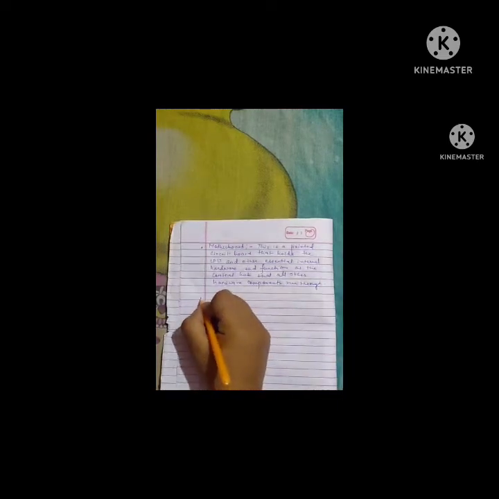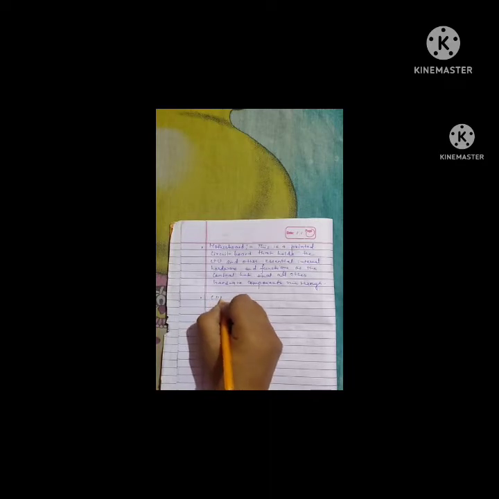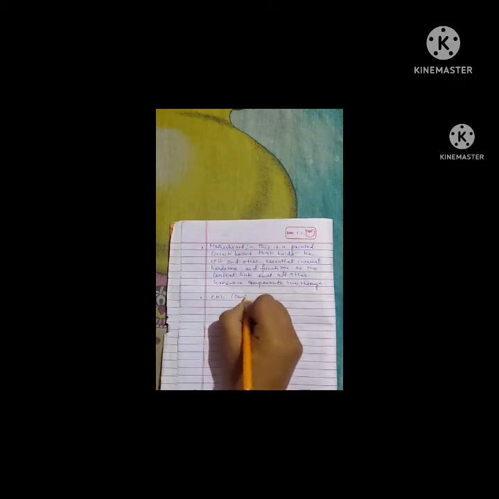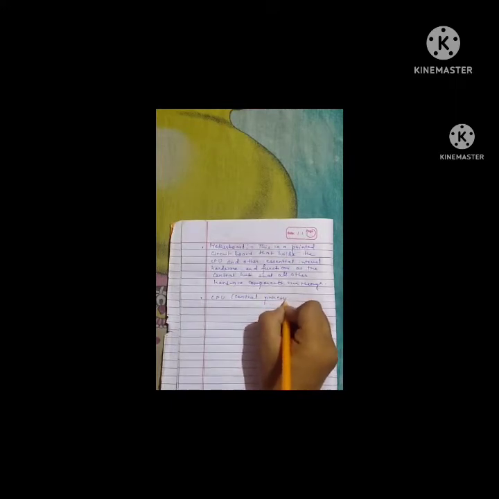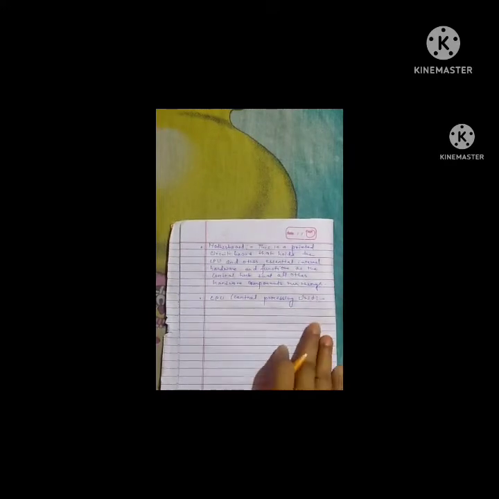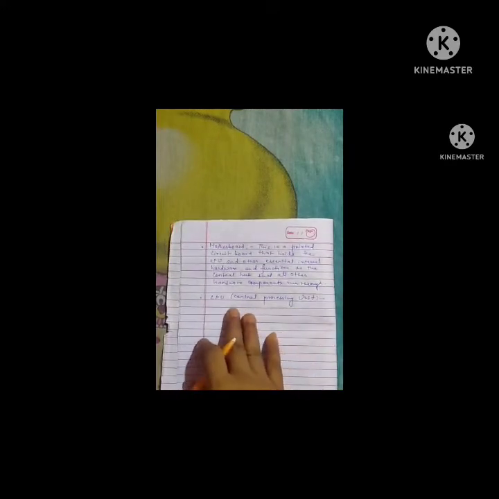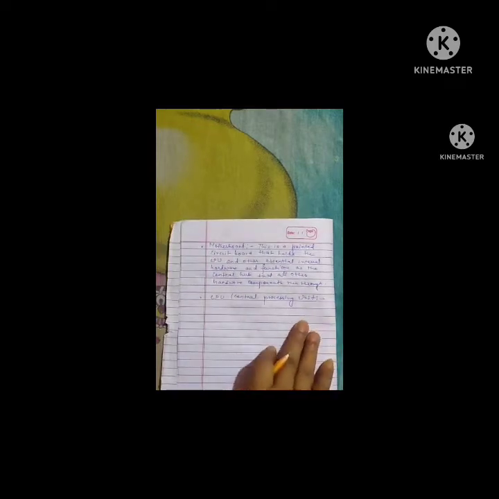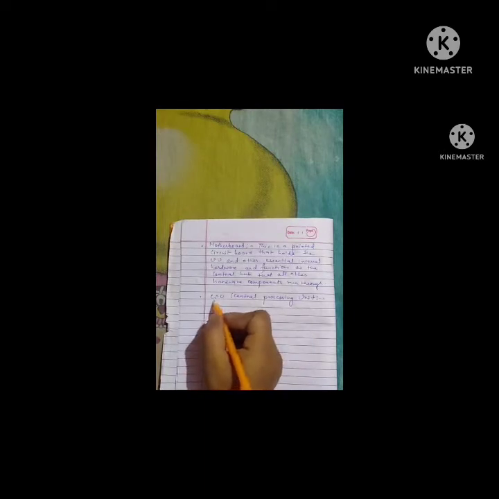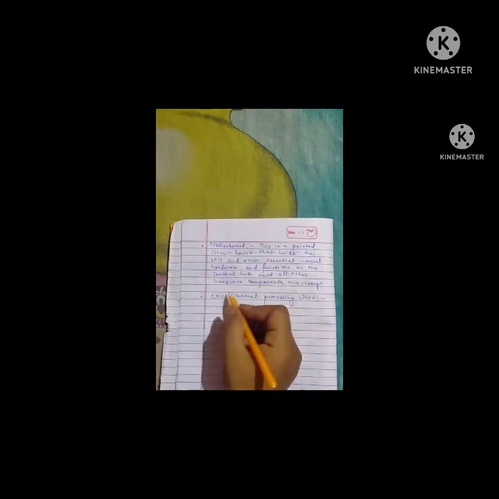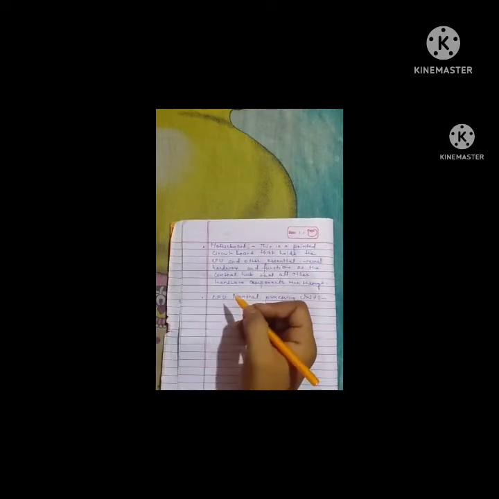Let's move on to the CPU, which is the central processing unit. Everybody knows that the CPU is the brain of the computer, and without it the computer will not work. With the help of the CPU, the computer can process and execute any kind of digital instructions that are given from various programs by the user.